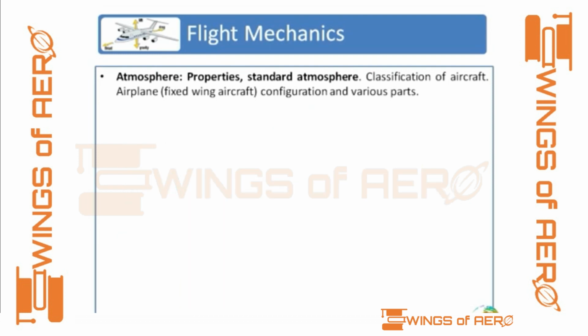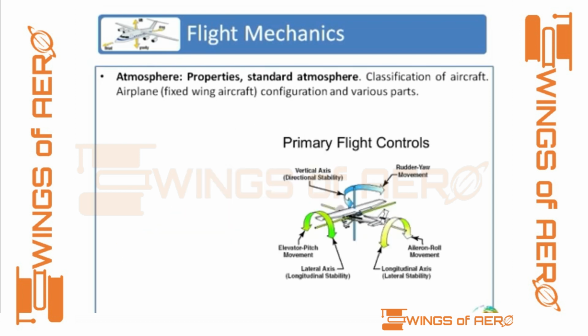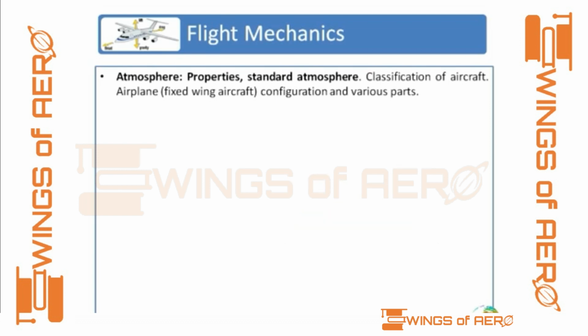And the configurations and various parts. What are the functions of an aircraft? In 2018 they asked a very basic question for around 2 marks from this basic category of airplane configuration: how the aileron works, how the rudder works, how the elevator works, what the functions are and all. You have to go through the basic things.